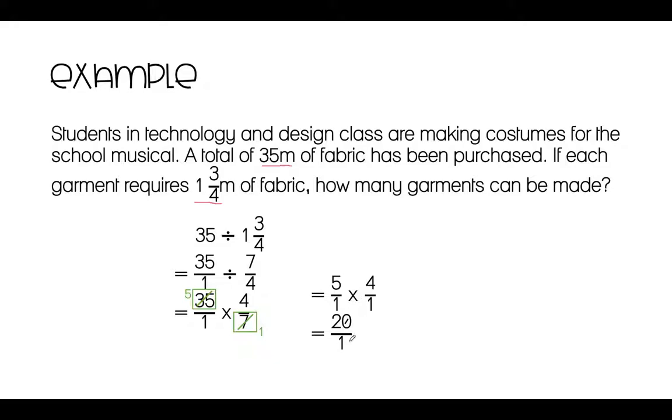Now what we're going to do is simplify it. So how many times does 1 go into 20? Well, 1 goes into 20 20 times, and there's none remaining. So we make 20 garments out of 35 meters.